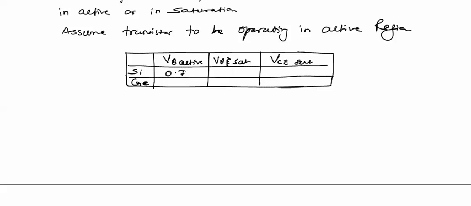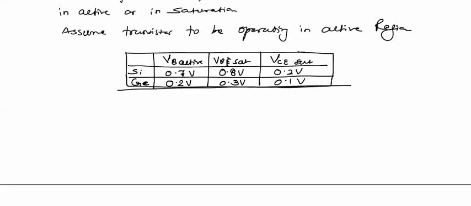For a silicon transistor which is confirmed to be operating in the active region, or if we have assumed it to be operating in the active region, we will take the VBE value equal to 0.7 volt, and for germanium this value will be equal to 0.2 volts. If the transistor is operating in saturation, this value will be 0.8 volt and this value will be 0.3 volts. If the transistor is operating in saturation, or we have assumed that it is operating in saturation, then VCE value equal to 0.2 volt for silicon and 0.1 volt for germanium. These three values will be useful in the problems.